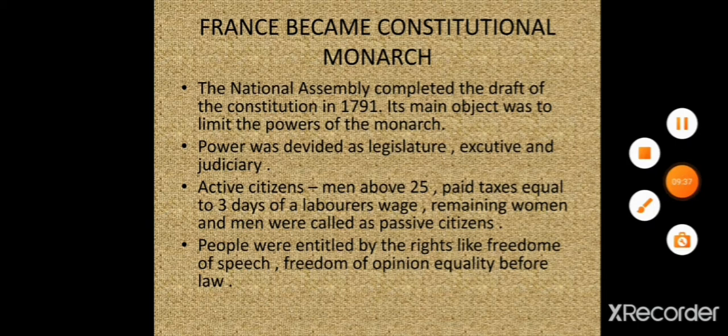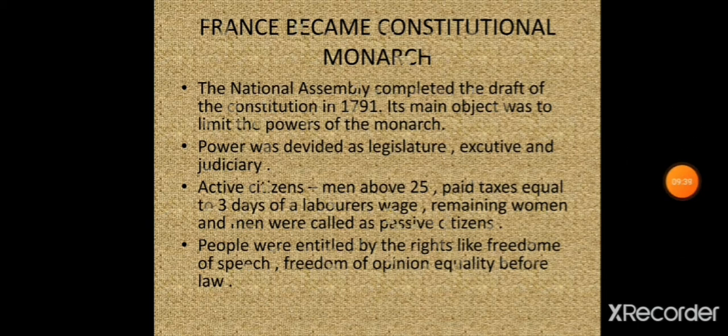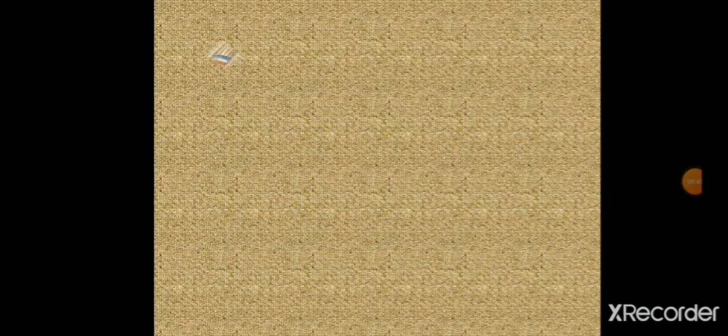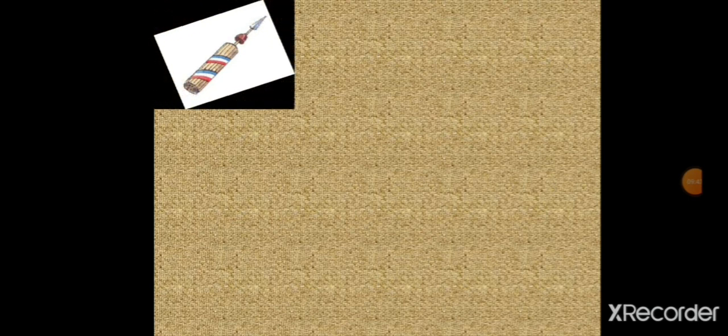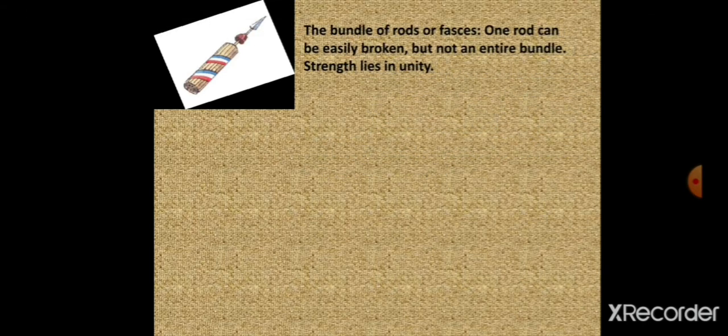And now, if we move ahead, there were some important symbols I have selected. Like the first one here is the bundle of rods, or fasces. One rod can be easily broken, but not the entire bundle.